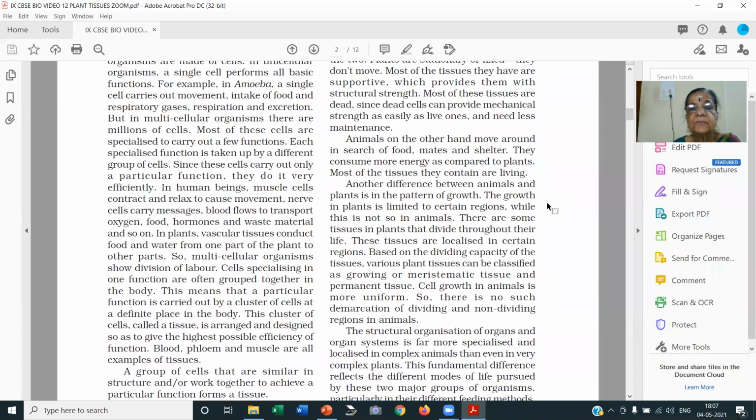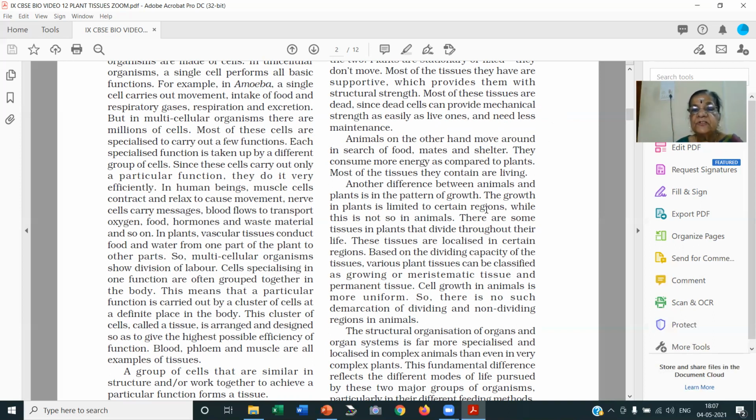Animals, second paragraph: animals, on the other hand, move around in search of food, mates and shelter. They consume more energy as compared to plants. So most of the tissues they contain are living. So this is the difference between plants and animals regarding locomotion and movement. To learn, mark these two paragraphs. Okay, the next one is growth.